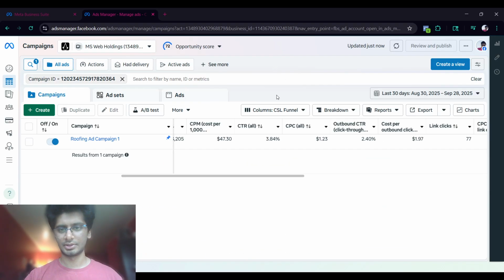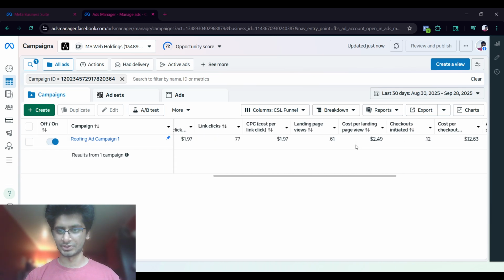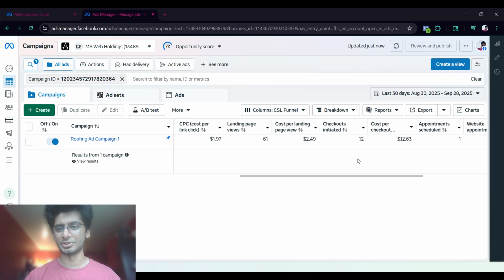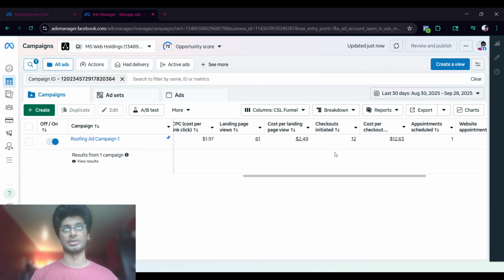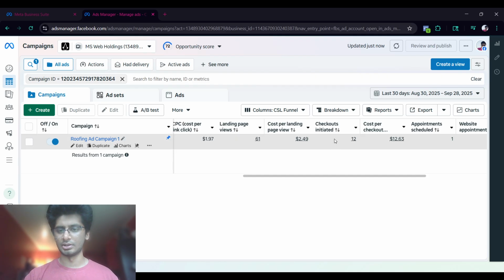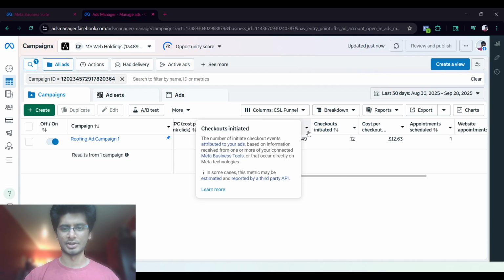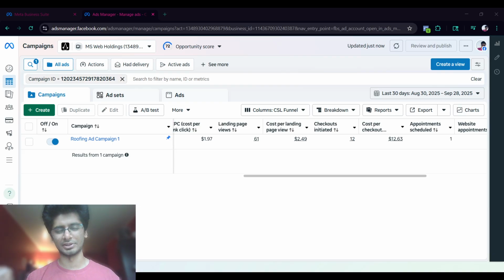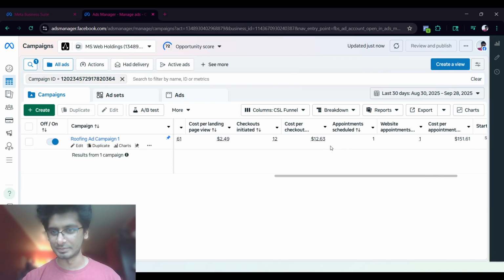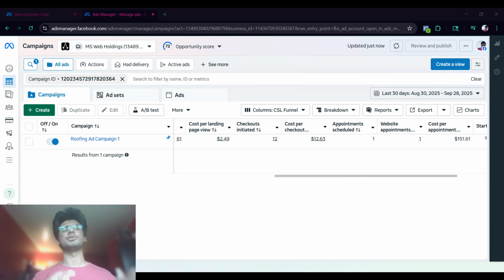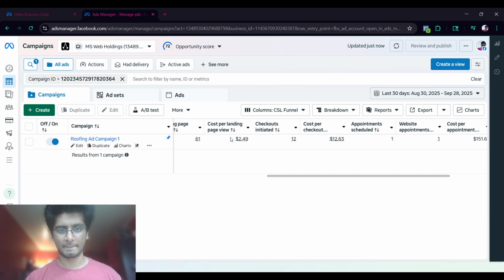I'm not gonna do that here. But as you can see, landing page views calls for landing page view. Checkout's initiated, meaning that's when you go from the landing page to the book call page. Oh, I'm so sorry. So book call is technically initiate checkout. Okay, gotcha. So the structure is landing page, book call page slash initiate checkout. Then once they book a call, thank you page.